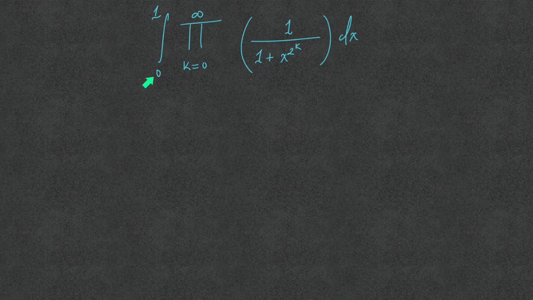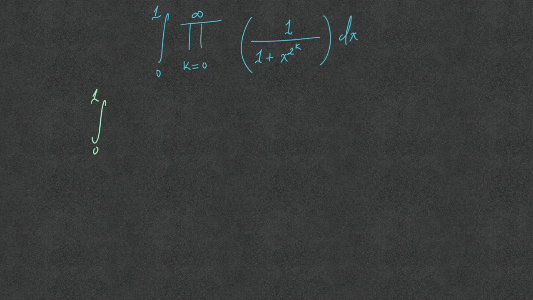Evaluate the integral from 0 to 1 of the product, k starting from 0 to infinity, of 1 upon 1 plus x to the power 2 to the power k, into dx. Here this pi represents the product. First of all, simplify this. So we write the integral from 0 to 1.